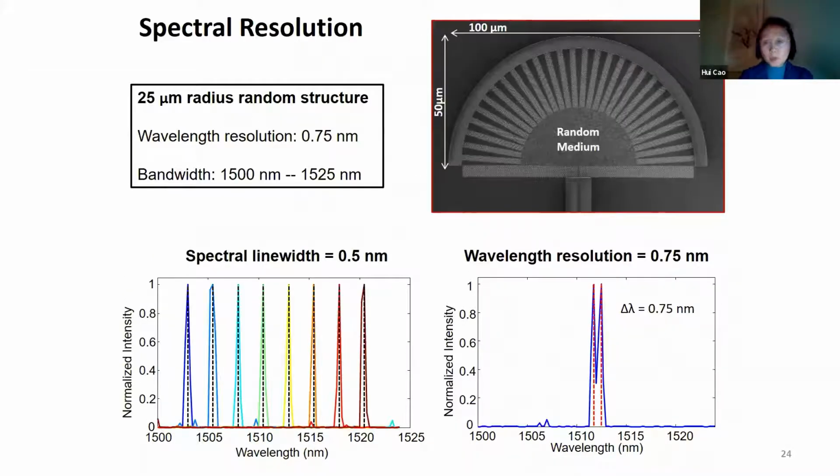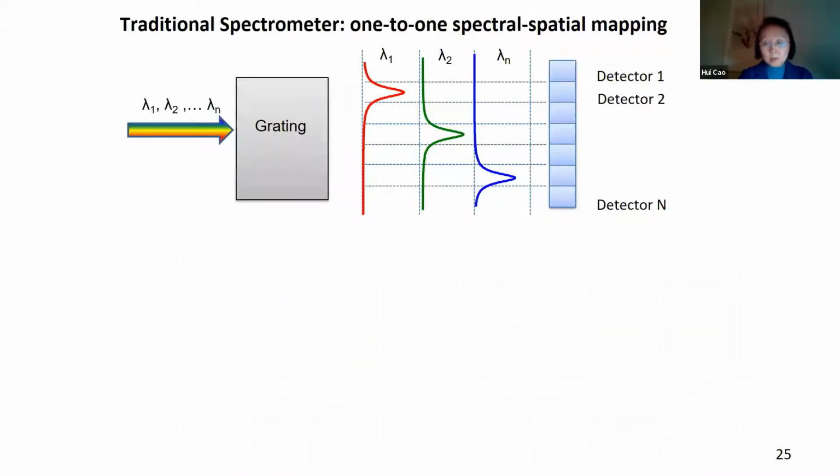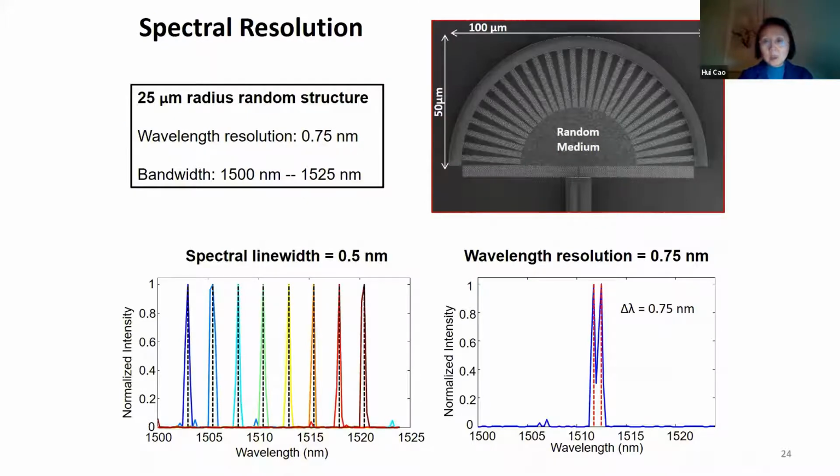So what spectral resolution can we get? For this small one, the disordered structure occupies this half circle of radius 25 micron. The total size is 50 by 100 micron. We are able to separate two spectral lines with a spacing of 0.75 nanometer at the wavelength of 1500 nanometer. So that means we can really achieve sub-nanometer resolution with just a very tiny on-chip spectrometer.